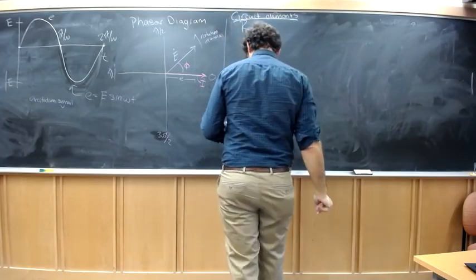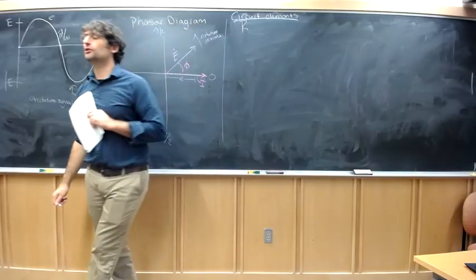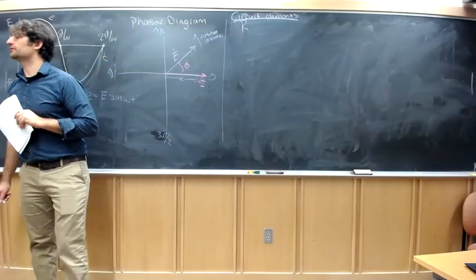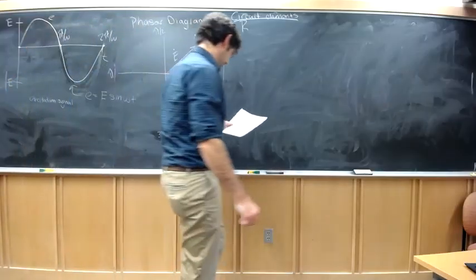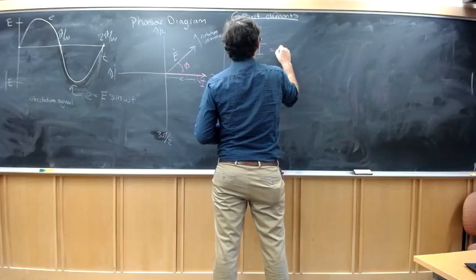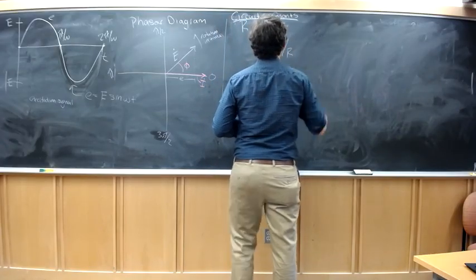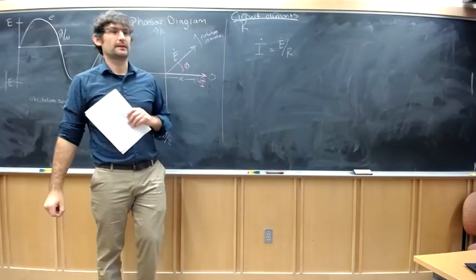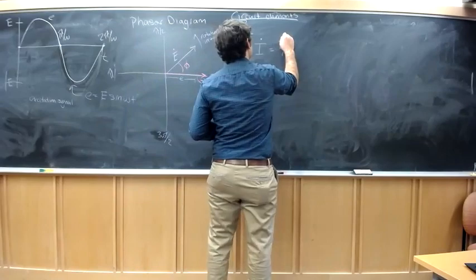A resistor. So what law typically describes the current response of a resistor to applied voltage or potential? Ohm's law. What's Ohm's law? Okay, so I'm going to write it a little differently. I dot equals E dot over R. Okay, it's the same thing. It's E equals IR, right? But now these are vectors.